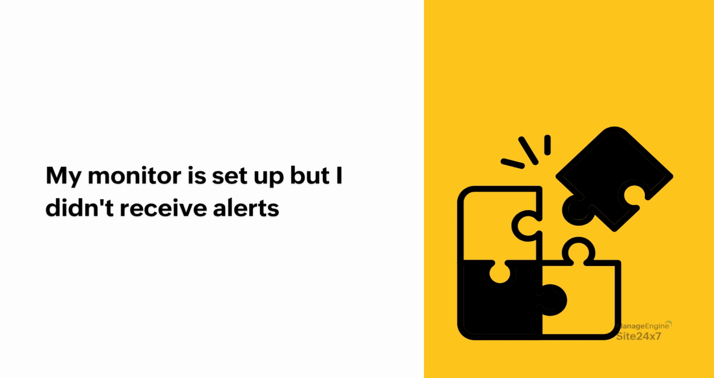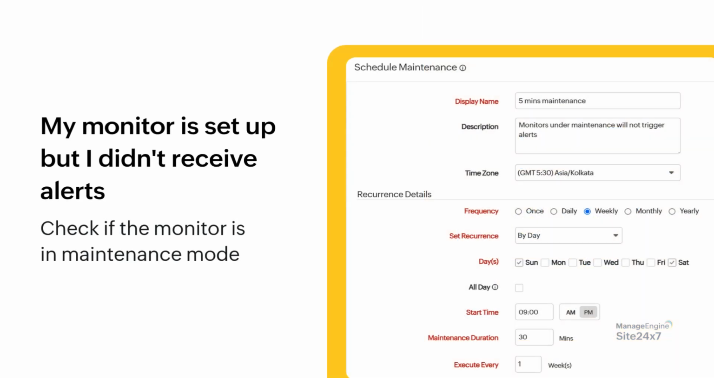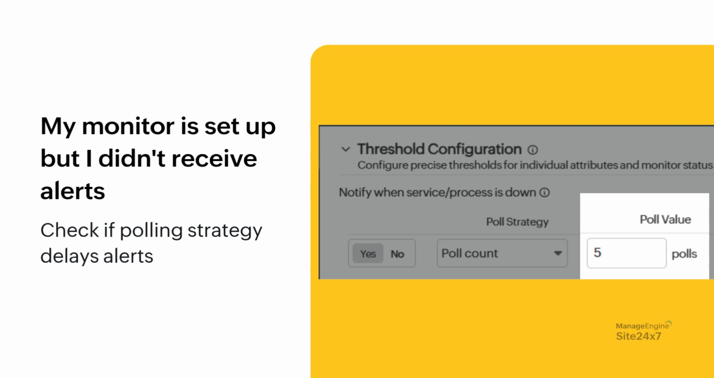Didn't receive an alert? Make sure the monitor isn't in maintenance mode. And then, review your polling strategy. Alerts may only fire after a set number of failed polls.